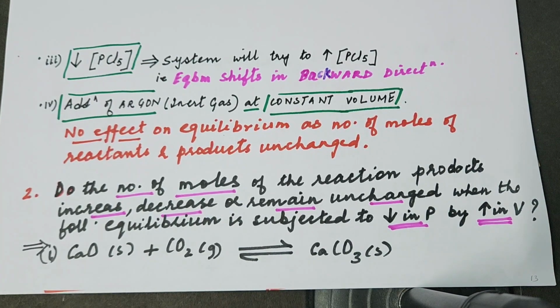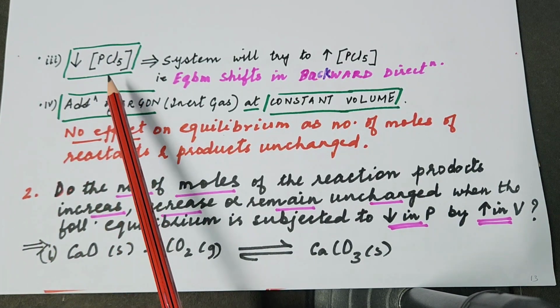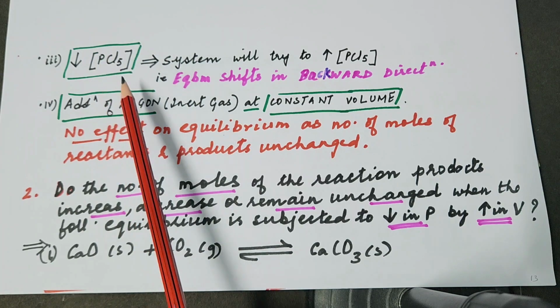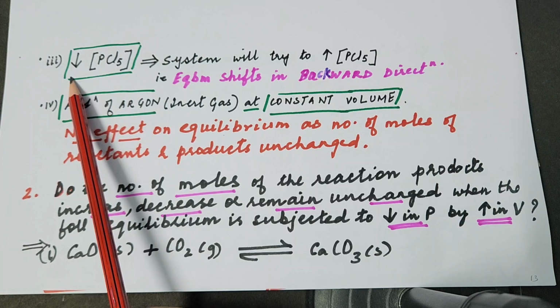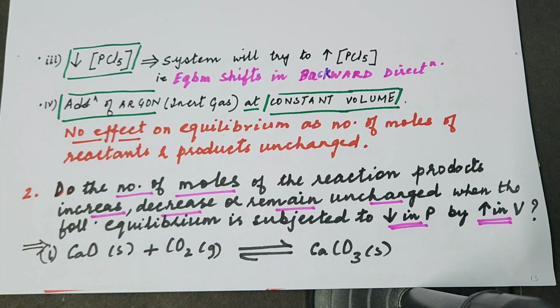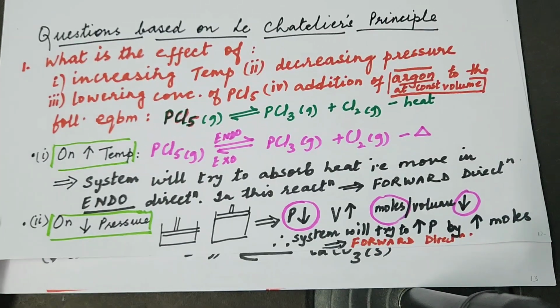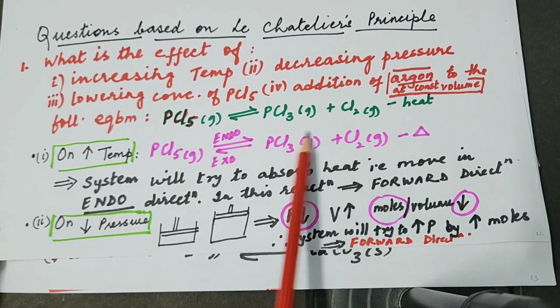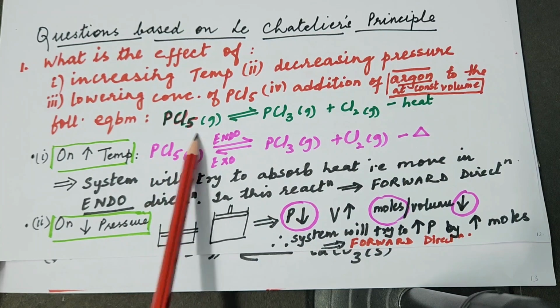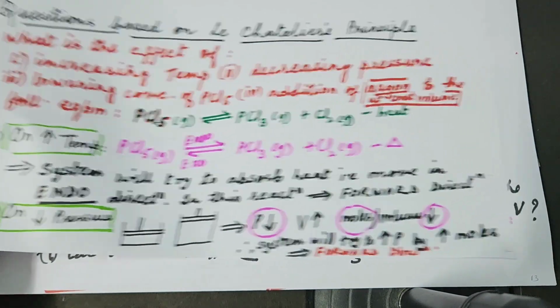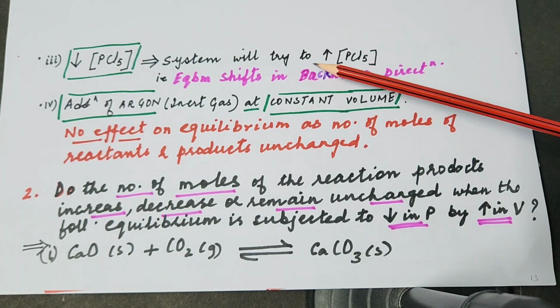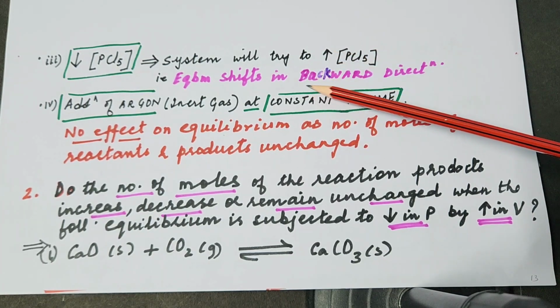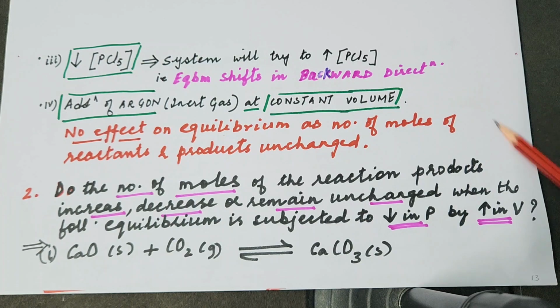The next was what is the impact of decreasing the concentration of PCl5? What is the keyword? Undo the change. So if the concentration of PCl5 is decreased, the system is going to increase the concentration of PCl5. And where is PCl5 increasing? If the reaction moves in the direction so as to produce more of PCl5. So the reaction system will try to undo the change by increasing PCl5. That will happen in the backward direction.